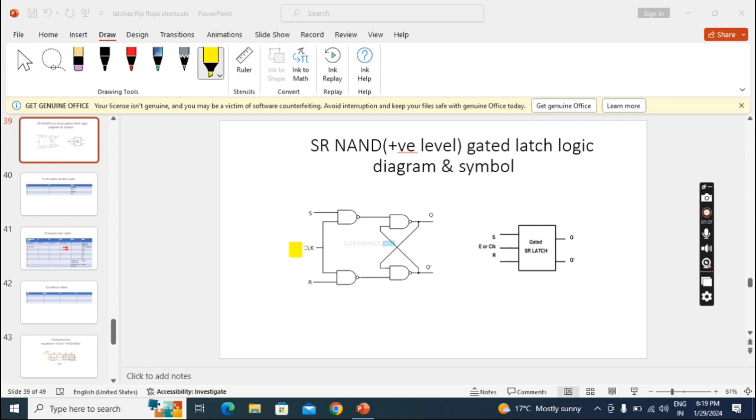Okay. Right. See the construction here. S is connected to this gate, R is connected to this gate, and the clock is common to both gates. Okay, this is the construction. Now we'll see the working.